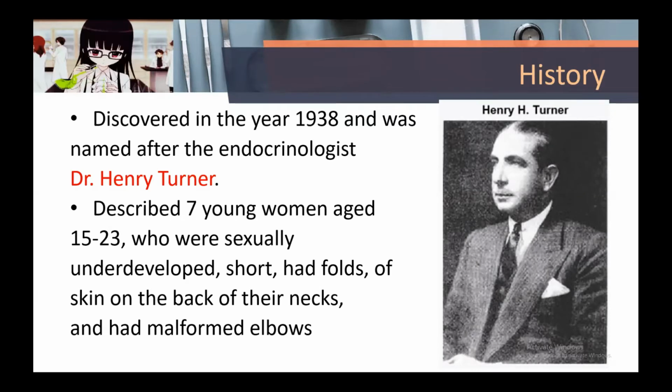So, as you can see on the right side photo, that is Mr. Henry H. Turner. He was the one who discovered the Turner syndrome in the year 1938, and he was an endocrinologist. How was Turner's syndrome discovered? So, Dr. Henry Turner described 7 young women aged 15 to 23 who were sexually underdeveloped, short, had folds of skin on the back of their necks, and had malformed elbows.